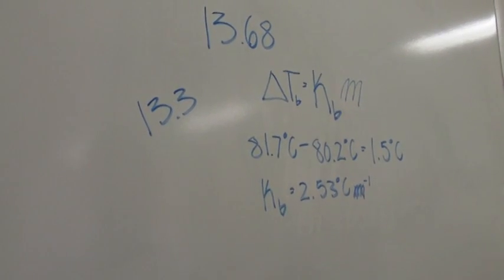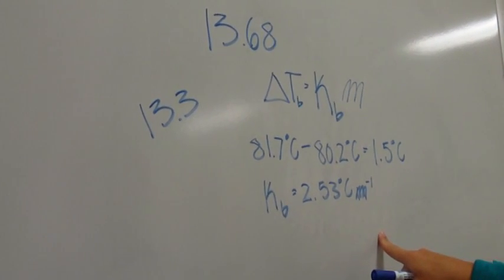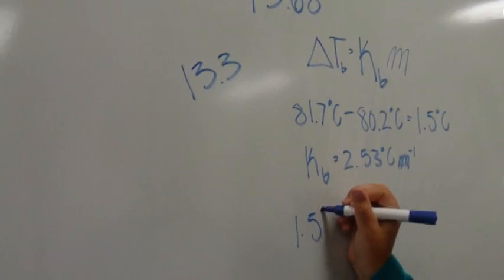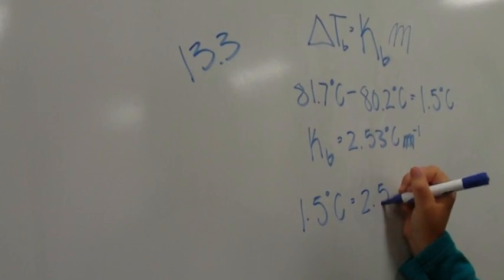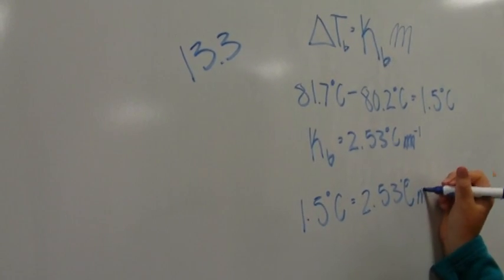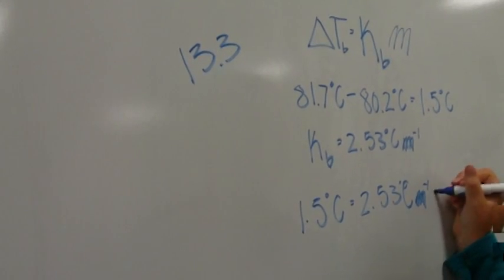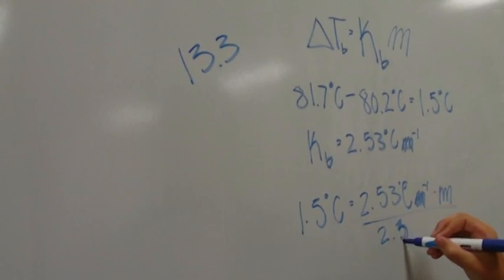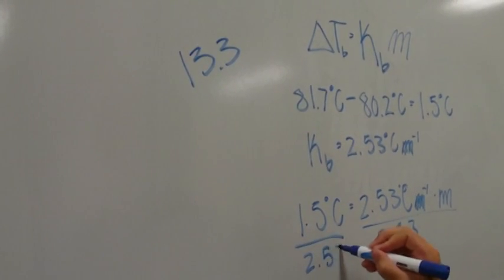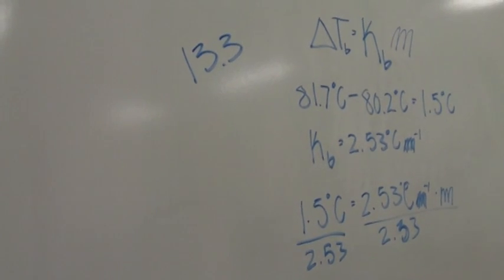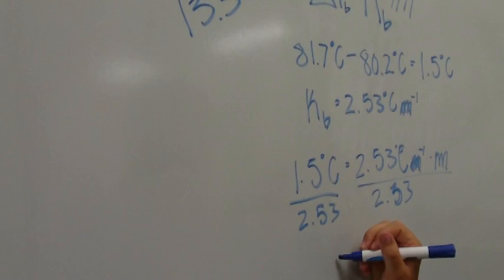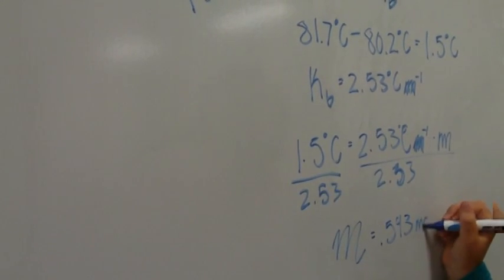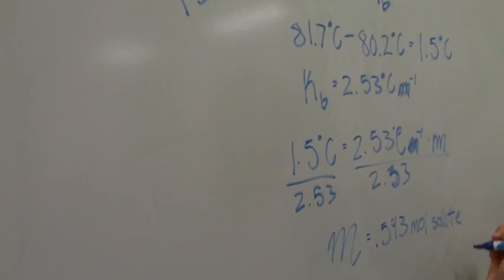All right, and from here we're going to solve for molality. So plugging these values in, 1.5 degrees Celsius is equal to 2.53 degrees Celsius times molality. So dividing by 2.53, we get molality to be 0.593 moles of solute per kilogram.